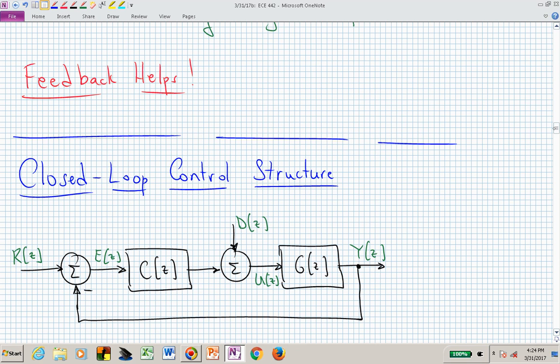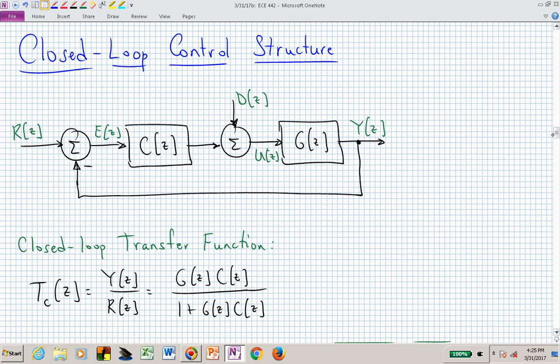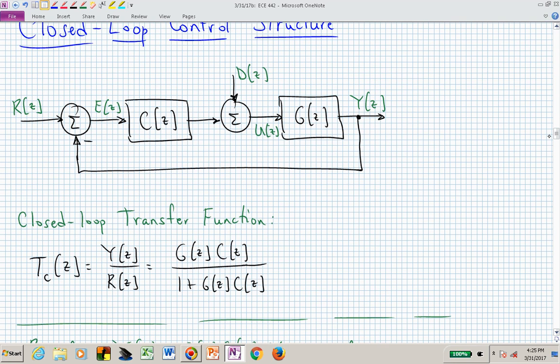Let's now look at the closed loop case. So if we now look at the closed loop structure, we have our plant G, we have our controller C, and we're feeding back the output Y and comparing that to the input R, the reference input. Now what happens in this particular case? We can derive the closed loop transfer function. That's now GC over 1 plus GC. You should be able to do that by now in this semester. And that gives us our desired closed loop transfer function, capital T sub C of Z.